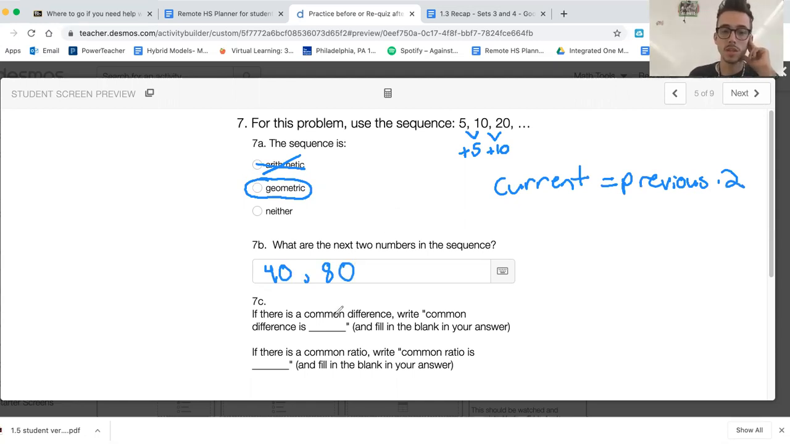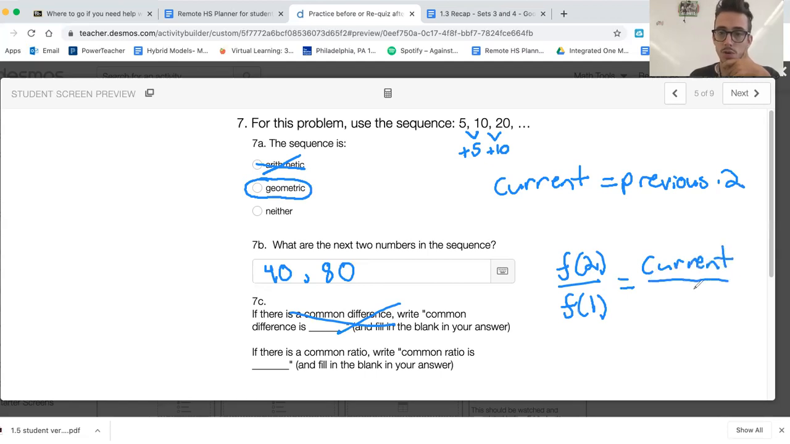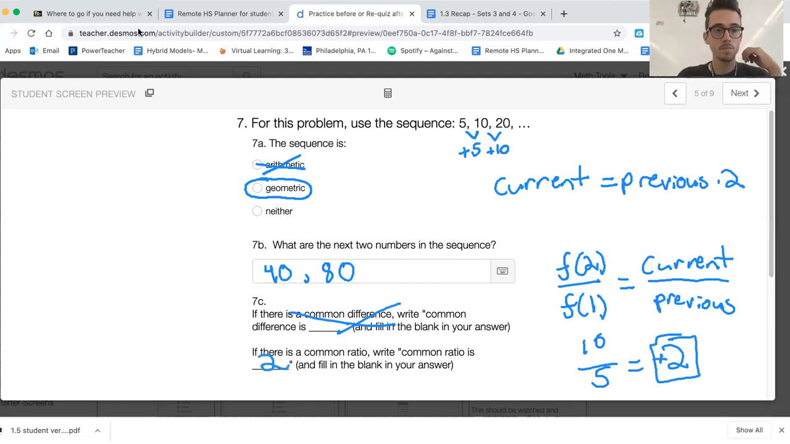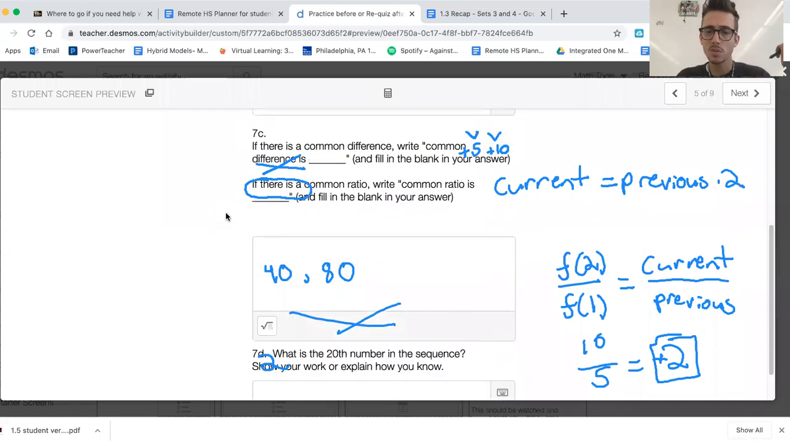If there's a common difference, write the common difference. There isn't. And there is a common ratio, because if we take, let's say, f of 2, put it over f of 1, or you could do the current term over a previous term. F of 2 is 10, f of 1 is 5. So our common ratio in this case is 2. Positive 2 at that. Make sense? Look back at recaps if you need to.